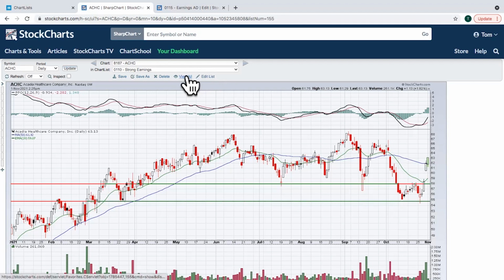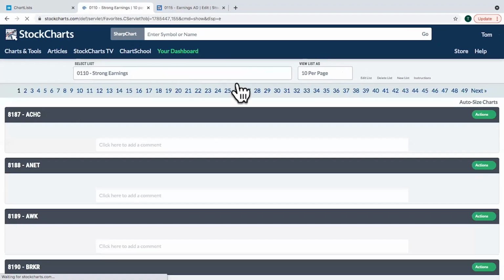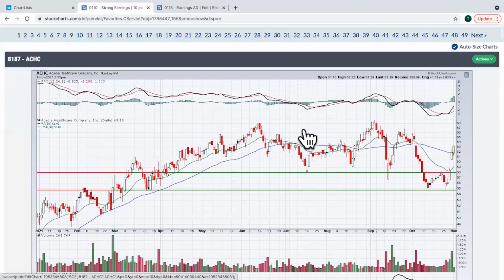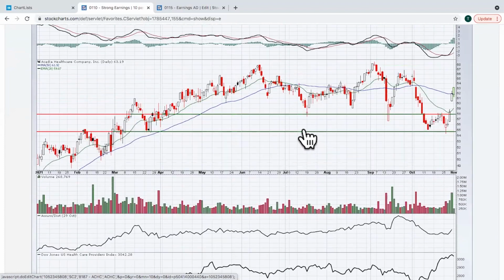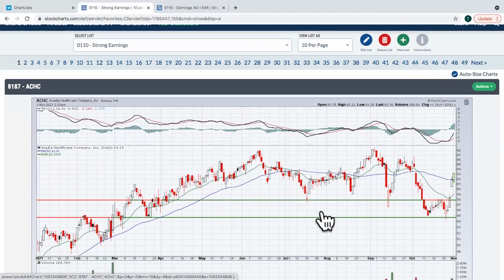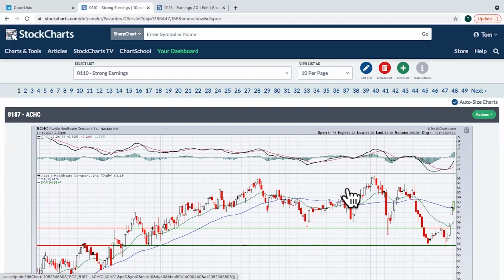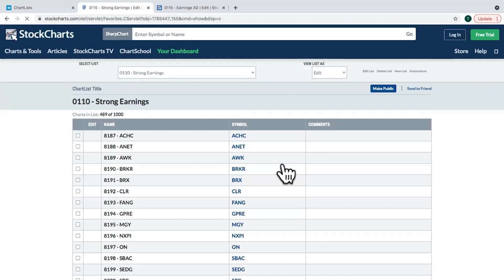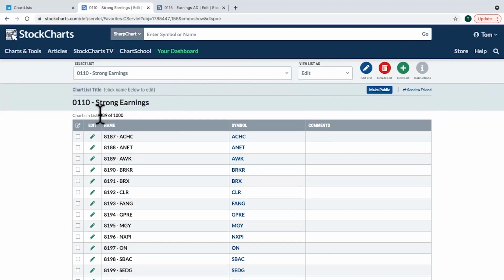Now, I'm going to pull this chart list up, and I just want to show you that when you click this View All button, the default is to go through and look at these charts 10 per page. You'll also notice that I have annotated various support levels, usually just one or two key support levels that I like to put on for our members just to be aware of when they're looking at their charts. But if you go in here and you click on Edit, you'll see that there are 489 companies right now on this chart list.